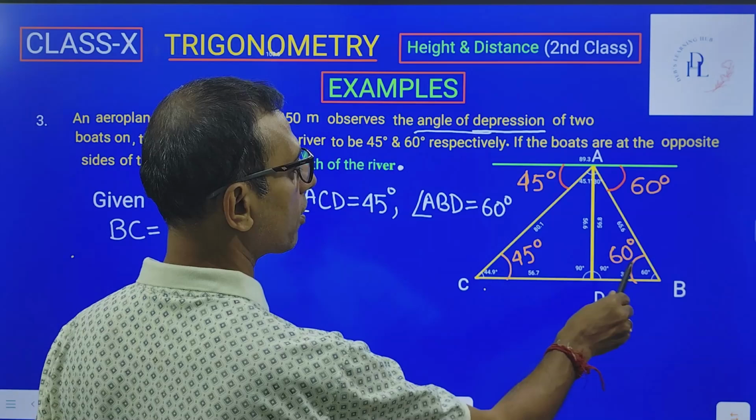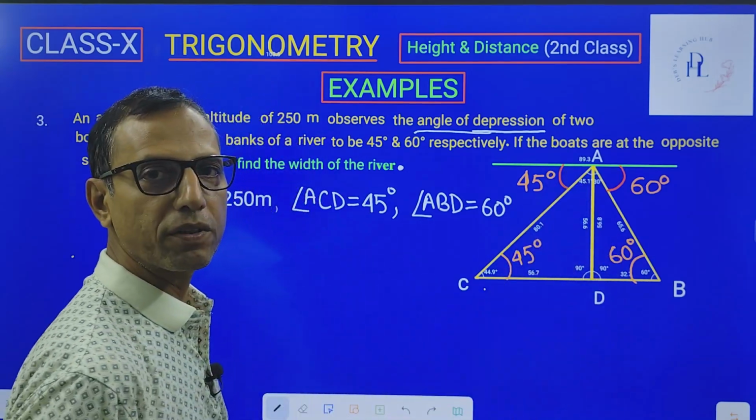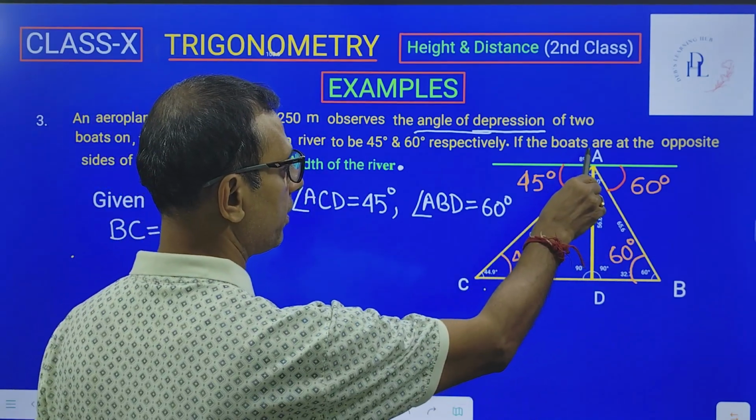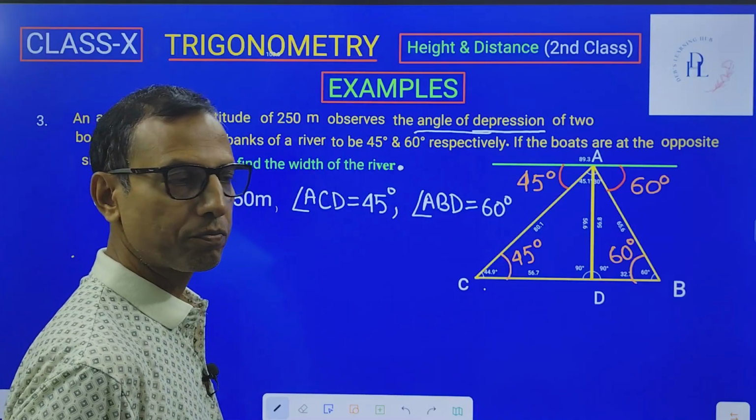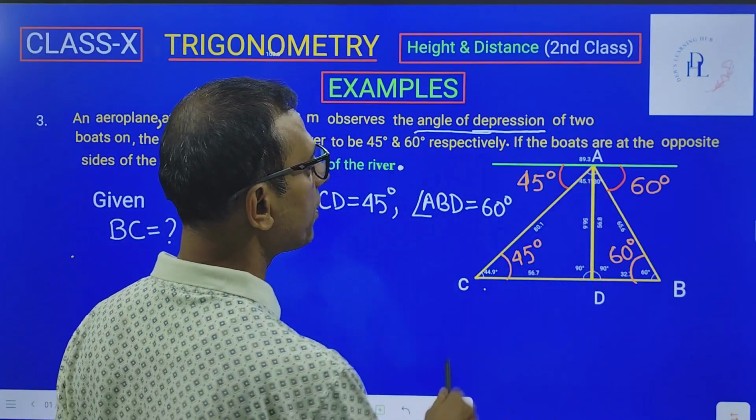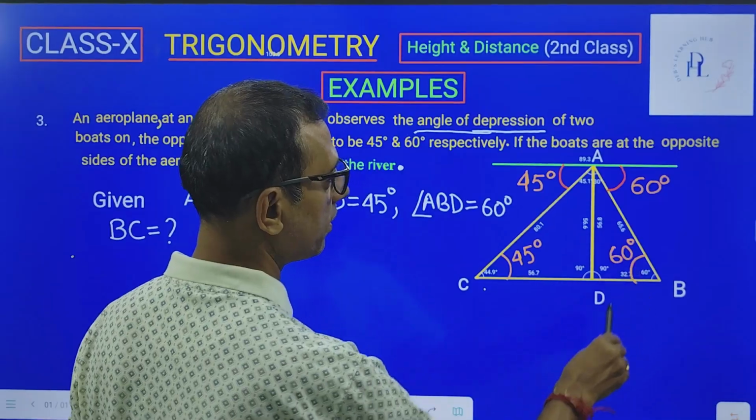The aeroplane and the boats are on opposite sides of the aeroplane. So the aeroplane is in between two boats. And the angle of depression for one boat is 60 degrees.